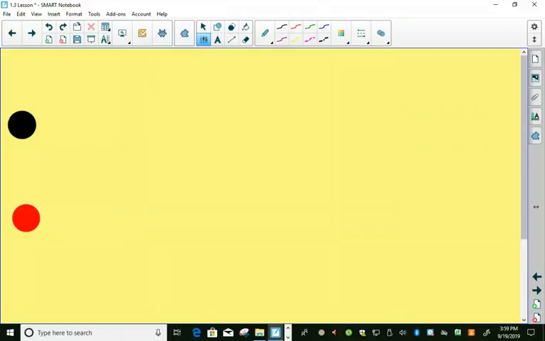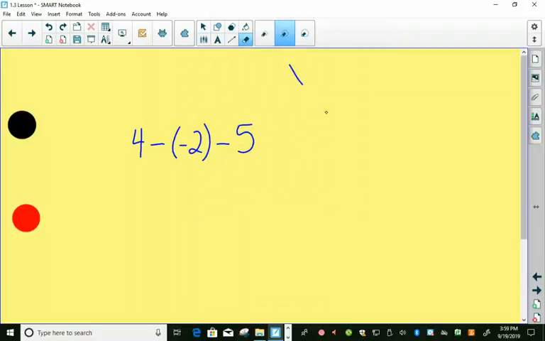We're going to go ahead and do 4 minus negative 2 minus 5. And this is where you have multiple problems or multiple signs happening at the same time. And this is where I also talked about it being somewhat beneficial to actually change all the signs before you actually solve them.